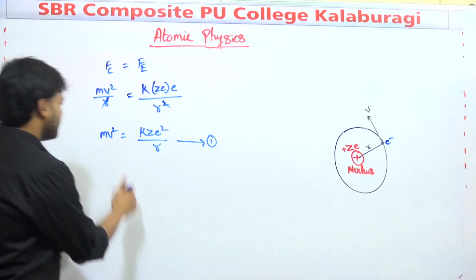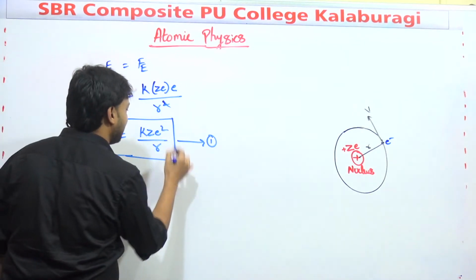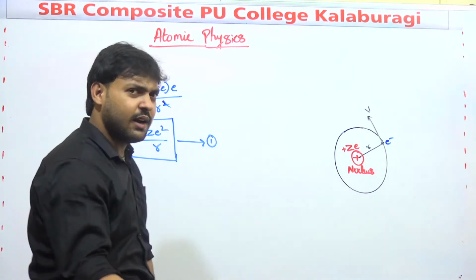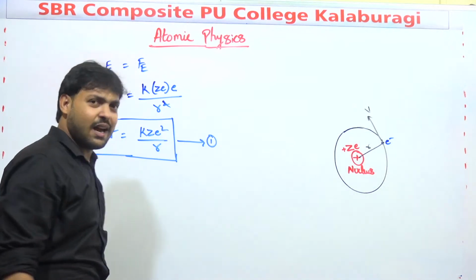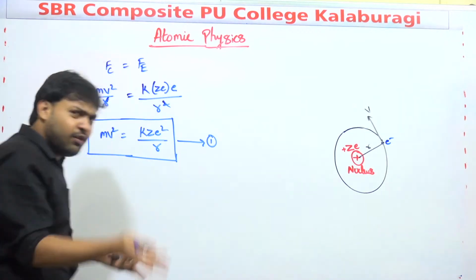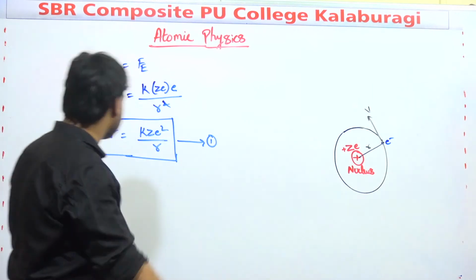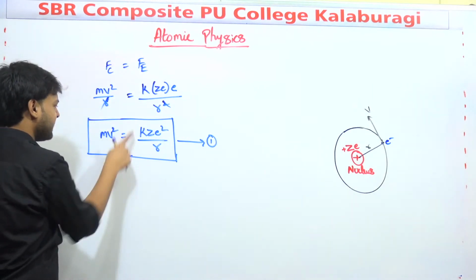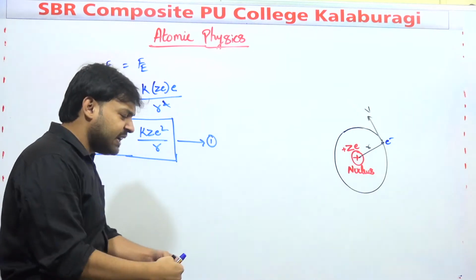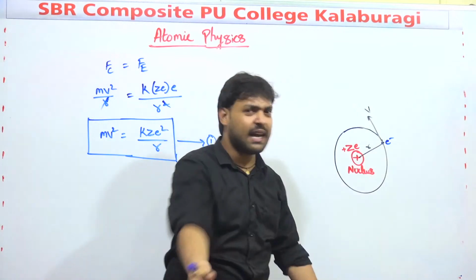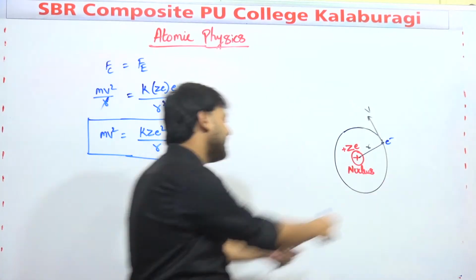Okay. So finally what we got? mv square by r equals kz e square by r, according to Rutherford. After seeing this, you will get an idea. With mv square, we can calculate the kinetic energy. Yes or no? Divide by half on both sides, so we'll get the kinetic energy. If we get the kinetic energy, we can calculate the potential energy between these two, then the total energy. So he thought in that way and calculated everything.